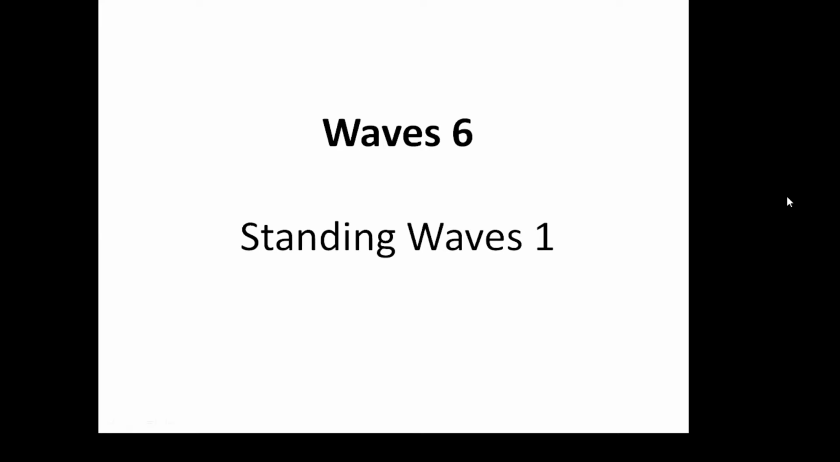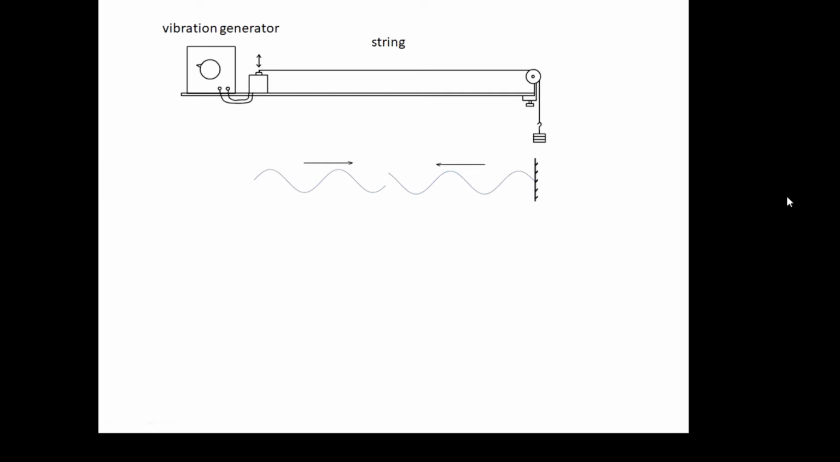Wave 6, standing waves. Now, there's two types of standing waves. We've got the transverse and the longitudinal. So this one is about transverse standing waves. We have a vibration generator, a piece of string which is under tension by hanging some masses on.